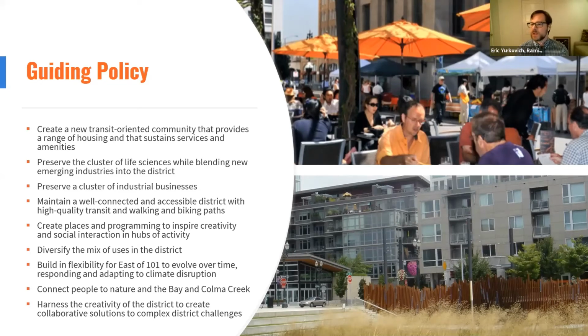And then finally, really allowing the district, the businesses who are already there, to bring their creativity and ideas to help solve some of the issues that we have, whether it be traffic or climate change or other issues out in the district. So how can we think about those district scale solutions for East of 101?